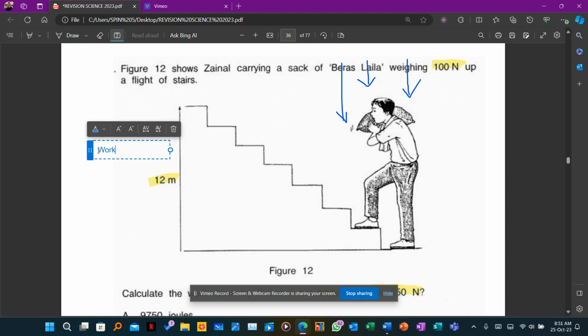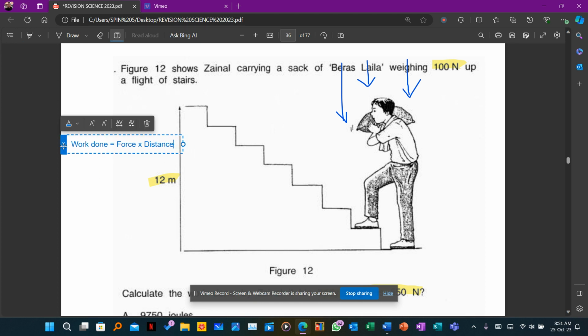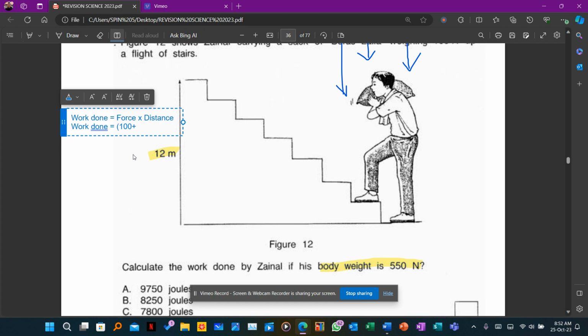So let's just write down the formula first. Work done equal to force times distance. And then work done, the force here, you have to add those two numbers up, 100 Newton plus 550 Newton times the distance, which is 12 meter. So in the end, you will get 650 Newton times 12 meter.